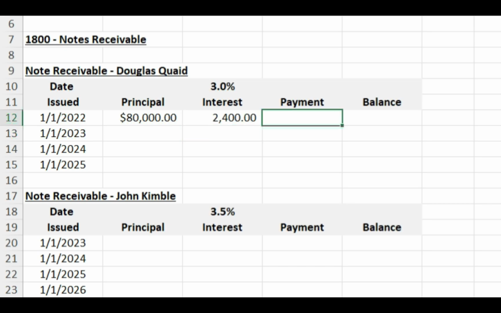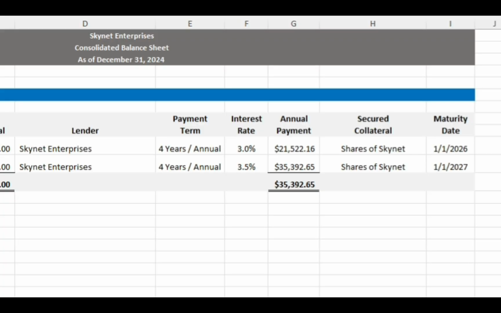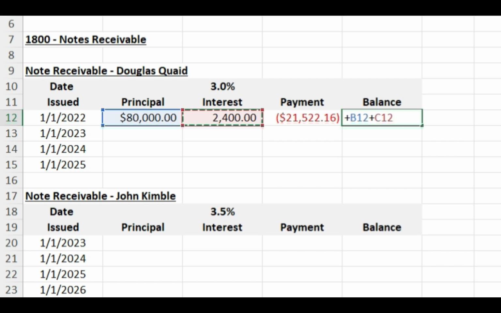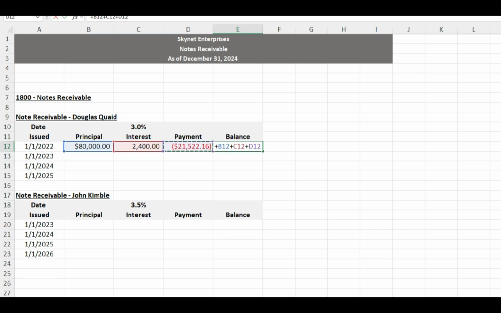Now I'm going to grab my payment that we calculated here. And then we're just going to go through the motions. So we issued $80,000. It generated interest for the entire year. We're going to make the assumption that Douglas is making these payments 1/1/23 of the following year. It's not happening during the year. So the ending balance for year 1, $60,877.84. And we're just going to run this out for the life of the loan and just prove out the payment function.